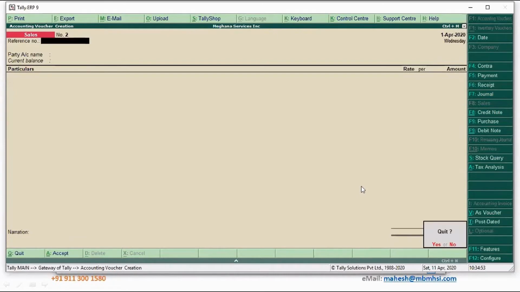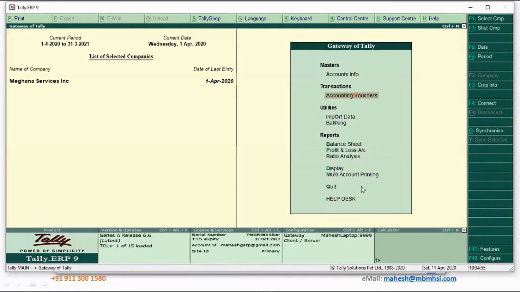Similarly, if there are any expenditures, if you are paying any consulting fee to others, you could also account all those things as your expenditures.